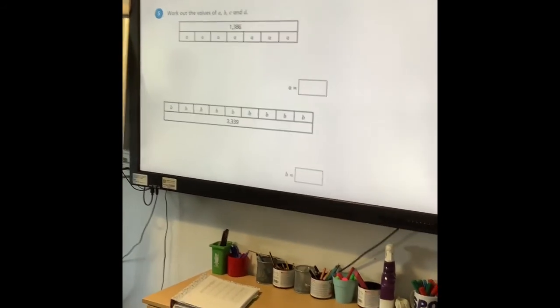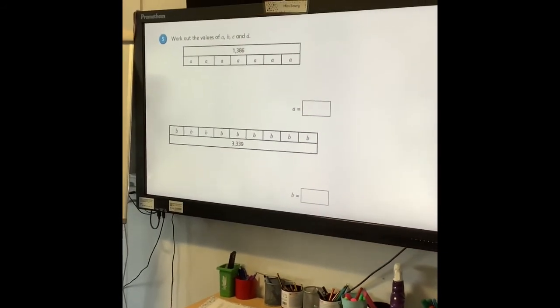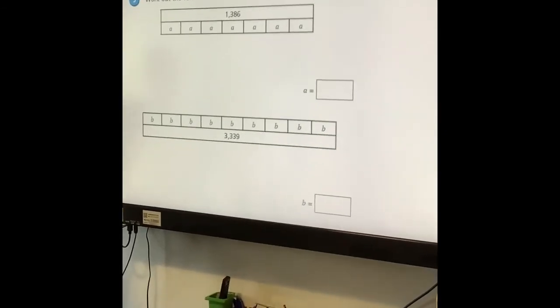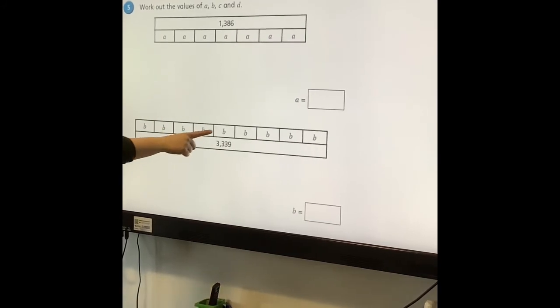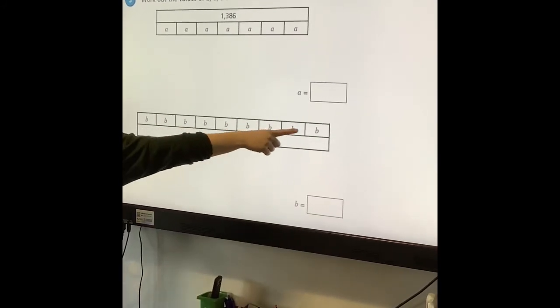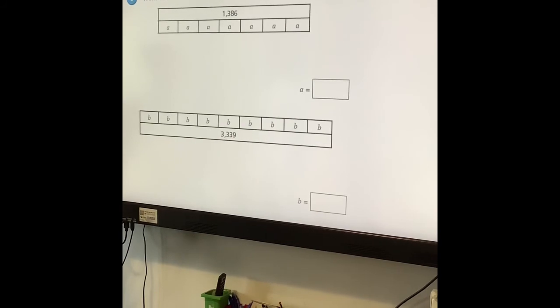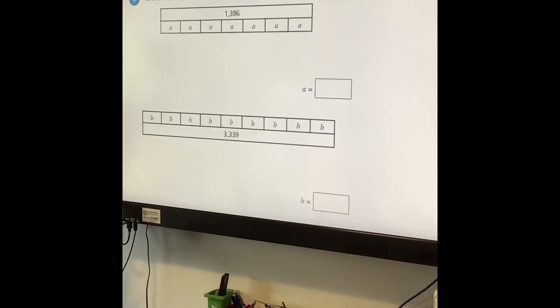Bar number 2, you've got 3,339 as your total bar. Across the top, you've got 1, 2, 3, 4, 5, 6, 7, 8, 9 parts. So you need to work out how you would find B. Have a go.